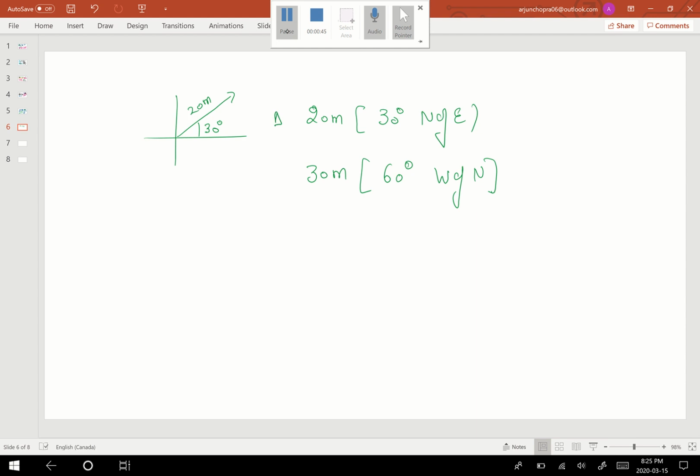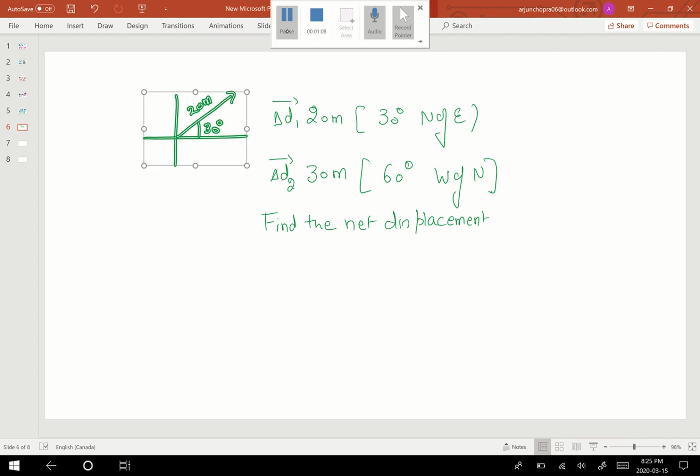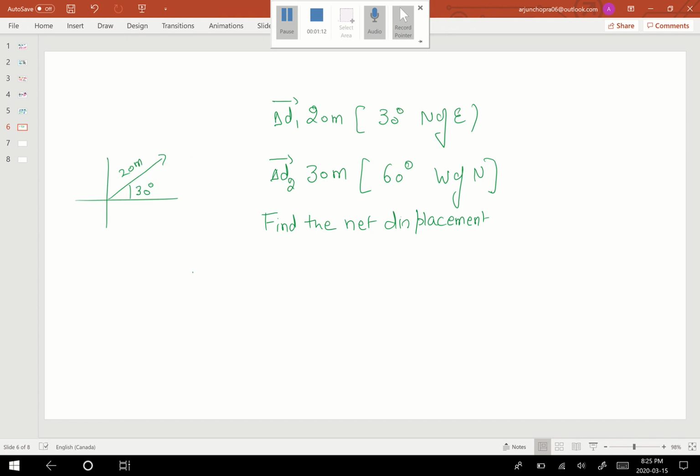Find, this was delta d1 and this was delta d2. Find the net displacement of the person. So how are we going to draw it on the navigation system? First of all, I'm gonna put it at a side so that I can draw.